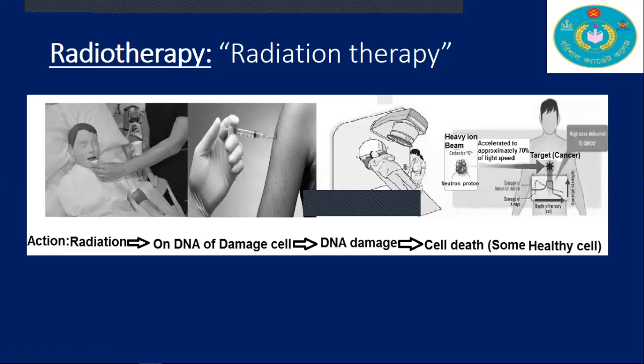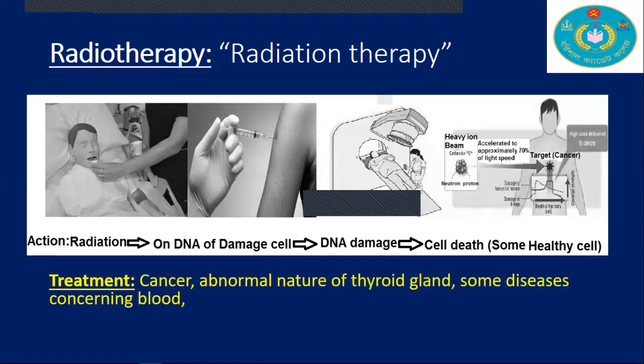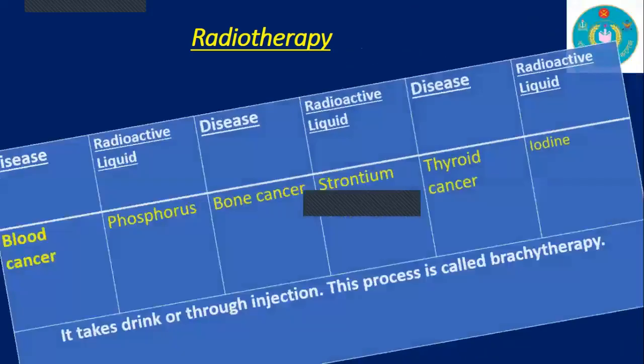We use a heavy ion beam for the radiation source, and we accelerate it to approximately 70% of light speed, and we target this ray of beam at the cancer cells. By using this radiation we can damage the DNA of the damaged cell, and finally we can destroy the cell, and by this process we can treat cancer. And we can treat cancer, abnormal thyroid gland conditions, some diseases concerning blood, with radiotherapy.